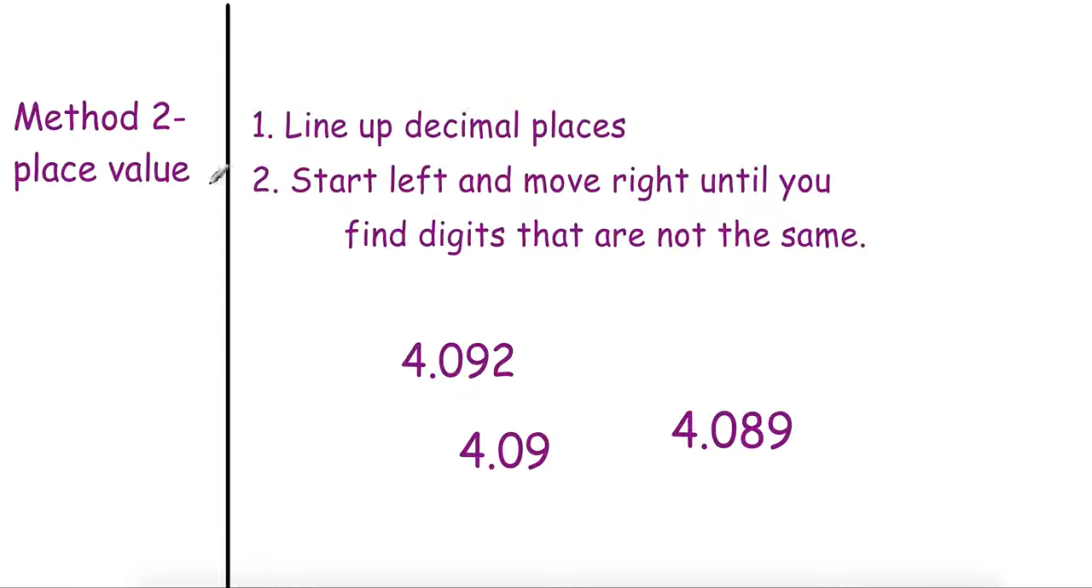Method 2, I want you to write place value. I want you to write these down. Number 1, line up decimal point places. Number 2, start left and move right until you find digits that are not the same. So let's get that written and then I'll explain. Stop the video if you need to write it down.